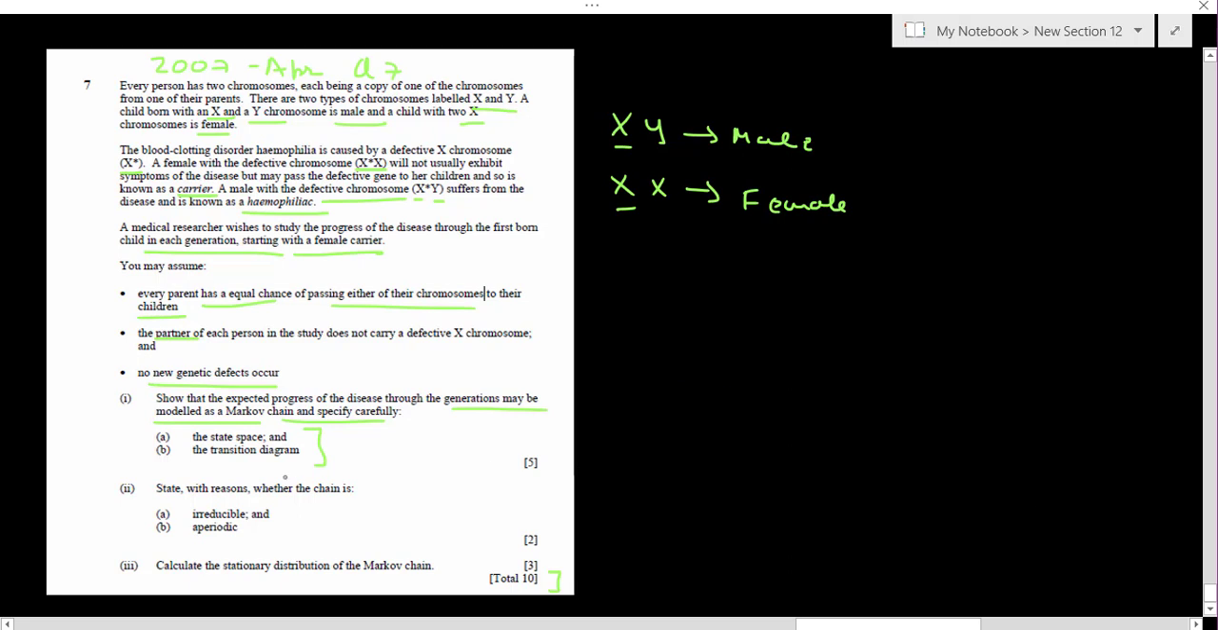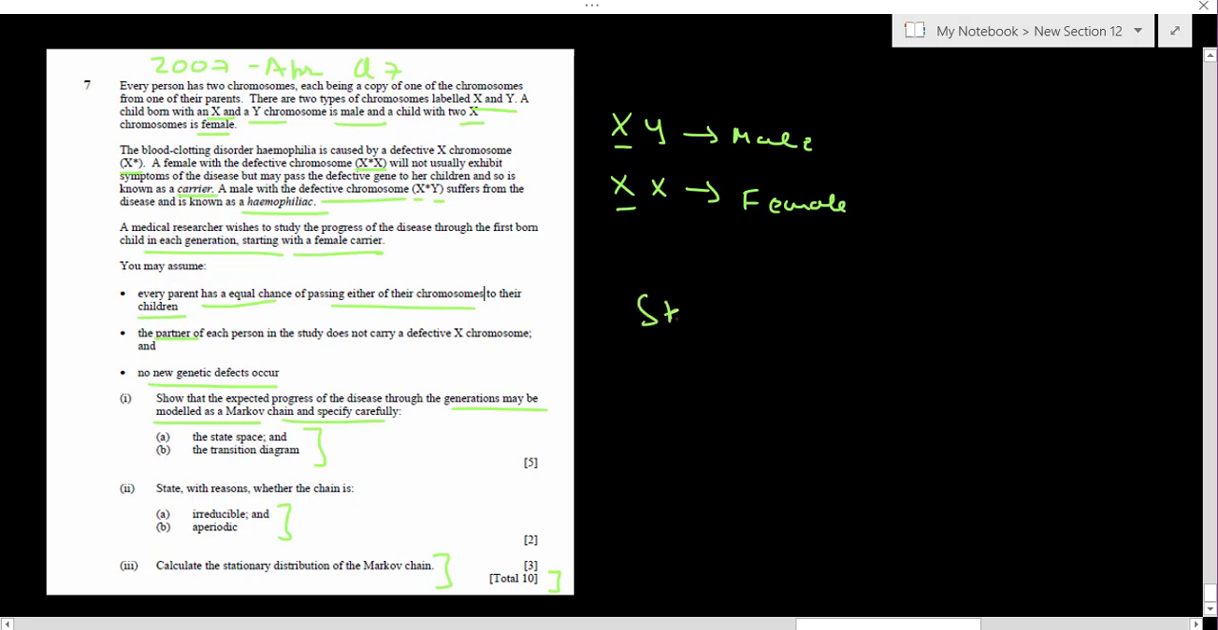So this is the trickiest part. Then the rest of the question is proving it irreducible and aperiodic, and then calculating the stationary distribution. This part you will be doing. I'll just show you how to make the state space and the transition diagram, right? So let's try to see this.